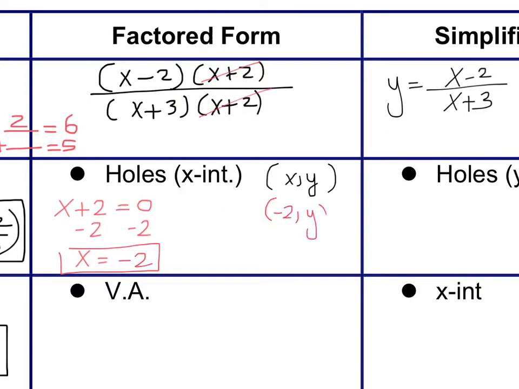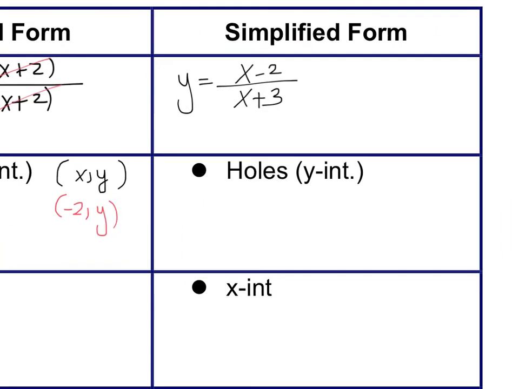Now to find the y coordinate of this hole, I have to plug in whatever x value I got into the simplified form. So let's go ahead and do that. You plug in -2 for x, you get -4 on top, and 1 on bottom, so that's a -4. So the hole has coordinates of (-2, -4).